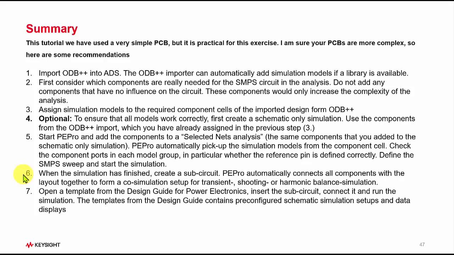PEPro automatically connects all components with the layout together to form a co-simulation setup for transient shooting or harmonic balance simulation. Step 7: open a template from the design guide for power electronics. Insert the subcircuit, connect it and run the simulation. The templates from the design guide contain pre-configured schematic simulation setups and data displays.